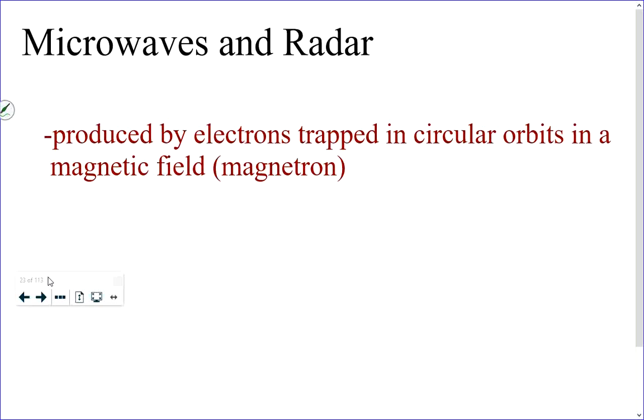The magnetic field is not called a magnetron. A magnetron is the technology that we have that has this tiny electron gun in it along with a set of magnets. What are microwaves and radar? There's really, physically, no difference between microwave radiation and radar radiation.